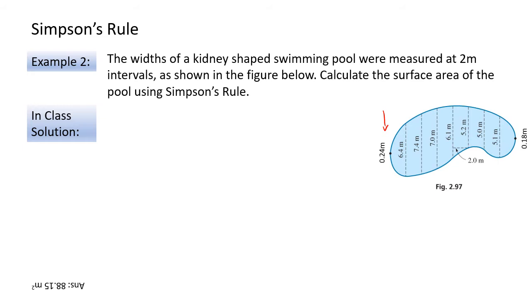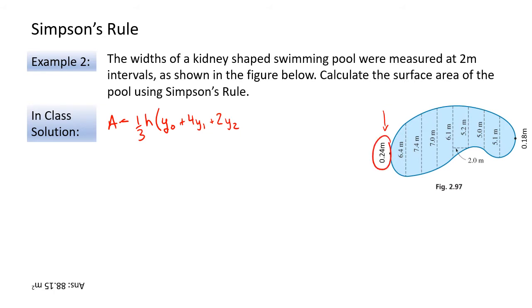In general, Simpson's rule seems to be a little bit more accurate. So we start with our formula. The area is equal to 1/3 times the height times the first measurement plus 4 times the second measurement plus 2 times the third measurement. Okay, I will write the whole formula out here so you can see it.